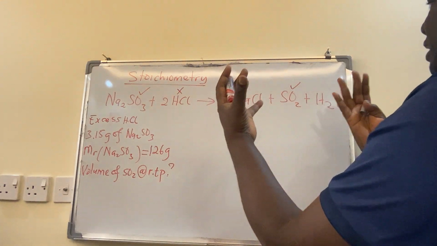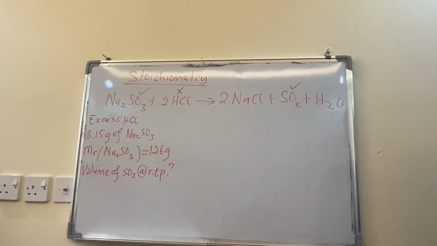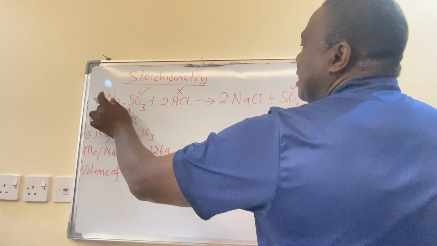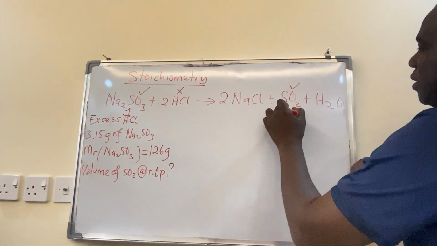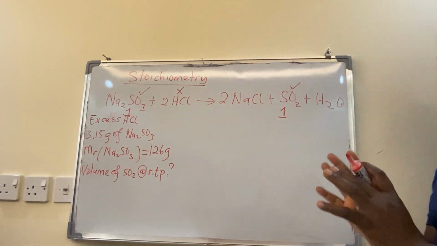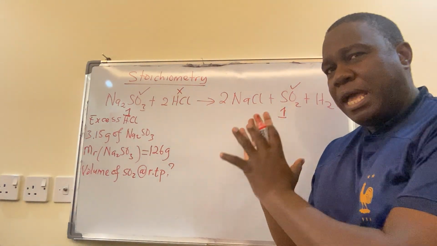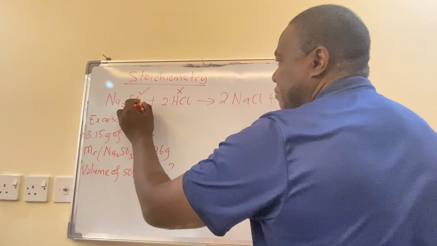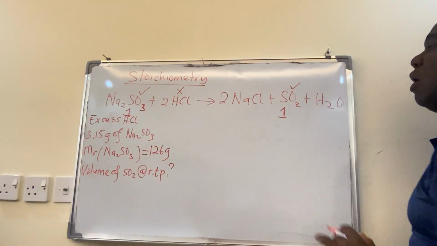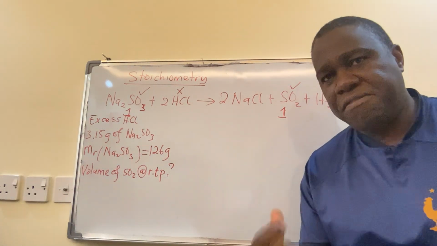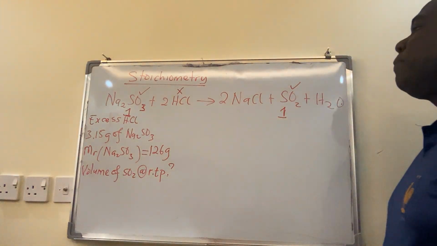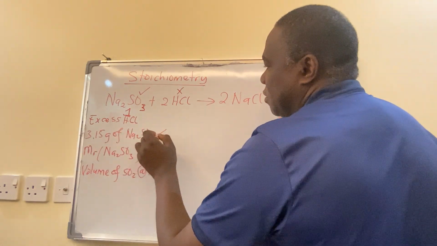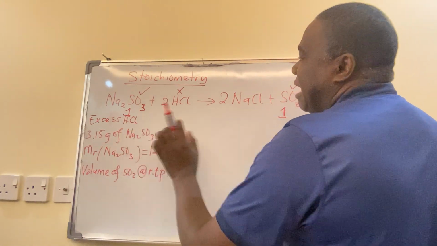What information do we get from this equation? From this equation, whenever we use 1 mole of sodium sulfite, we are going to get 1 mole of sulfur dioxide. That is fixed according to a balanced chemical reaction. 1 mole of sodium sulfite will always give me 1 mole of sulfur dioxide. So in this case, we are given 3.15 grams of sodium sulfite.